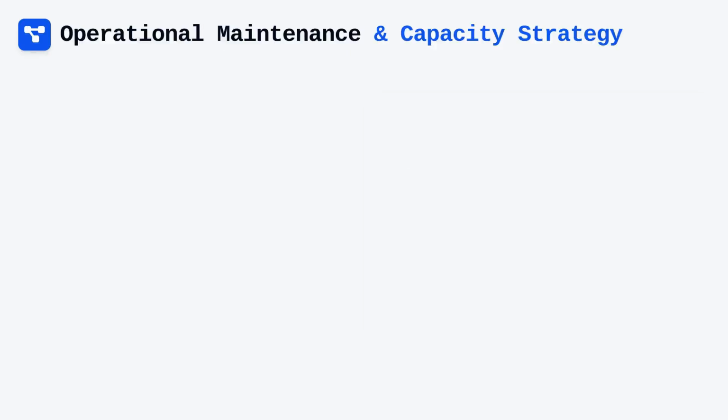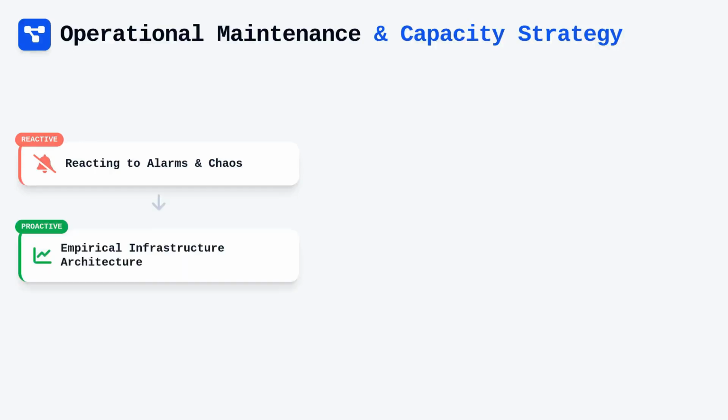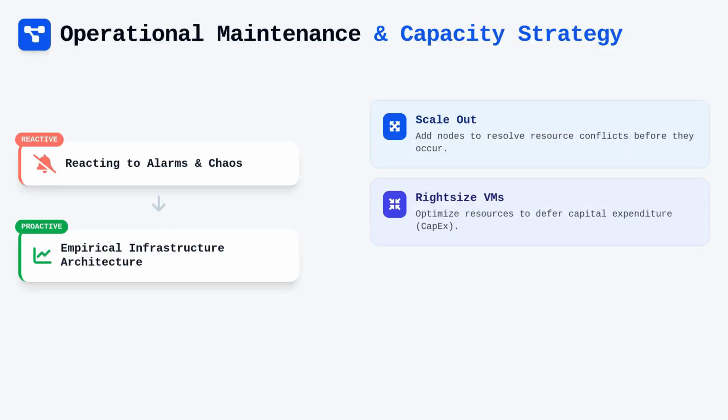Integrating these practices into your regular operational maintenance cycle significantly reduces the complexity of managing multi-cloud resources. You are no longer reacting to alarms, but proactively architecting your infrastructure based on empirical evidence. Whenever you see a trend indicating a potential resource conflict, the system provides clear, actionable steps to remediate the situation. Whether that means scaling out by adding nodes or right-sizing VMs to defer a capital expenditure, the visibility into your runway gives you the authority to make those decisions confidently.